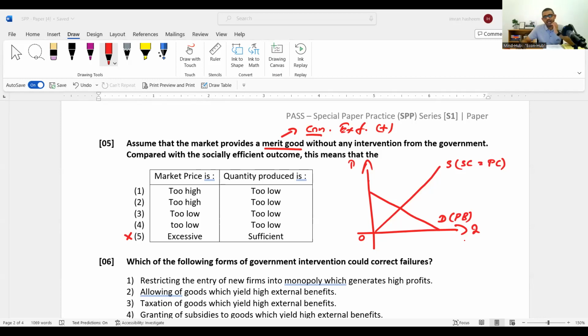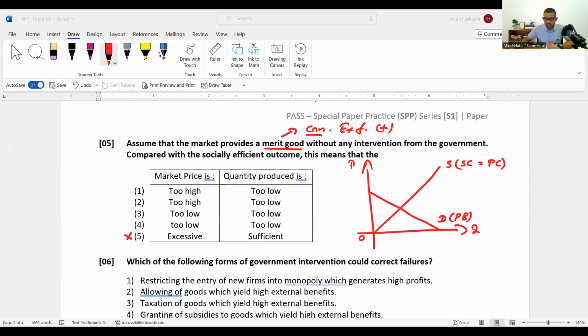Yes, merit goods are underproduced without government intervention. Only with the government intervention do we produce merit goods to the socially acceptable level. Okay, I think I answered your question.